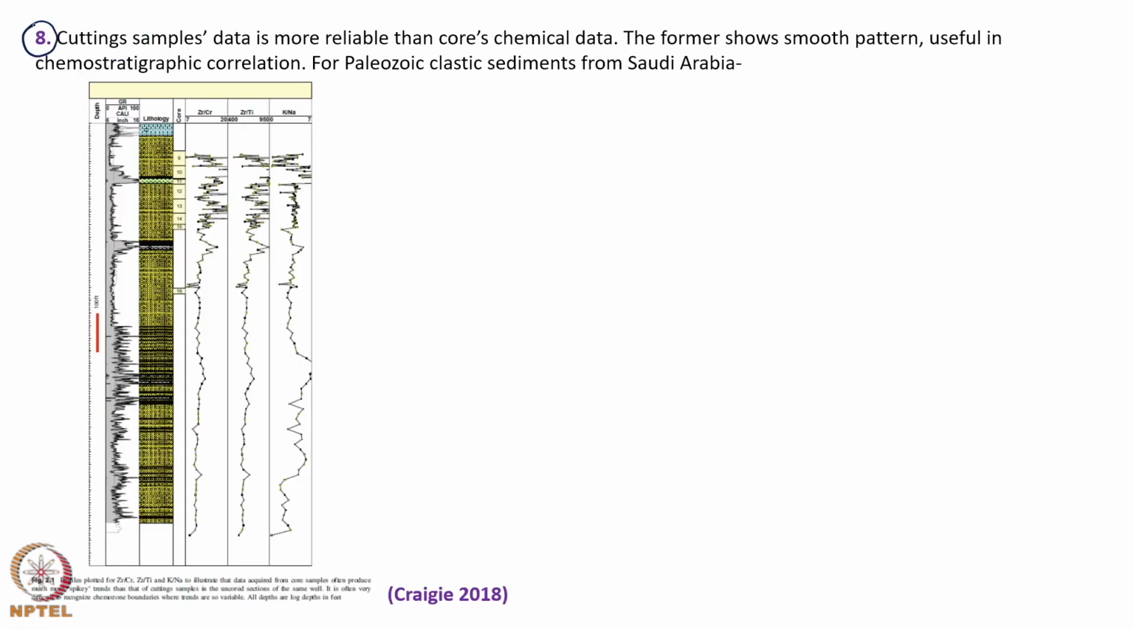This is the point that I was telling in the previous slide, that the cutting samples data is more reliable than the core chemical data, because the cutting samples data shows a smooth pattern, and that is useful for chemostratigraphic correlation. An example is taken from Saudi Arabia, where the core samples are studied to find out the ratios Zr divided by Cr, Zr divided by Ti, and potassium divided by aluminium. Once they are plotted, many spikes are present, and these spikes make it very difficult to correlate chemostratigraphically. So, in such a situation, cutting samples would be important to see what kind of data comes out.